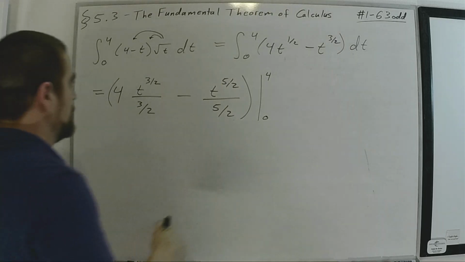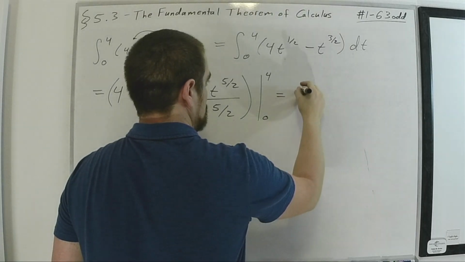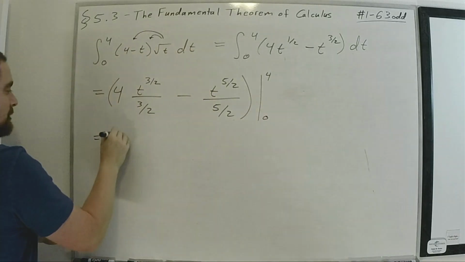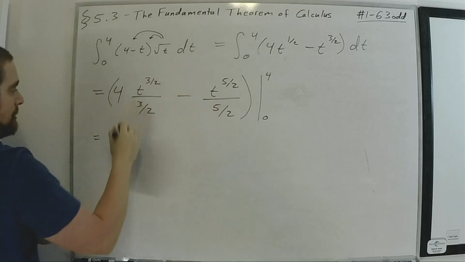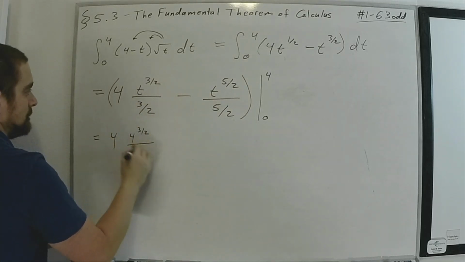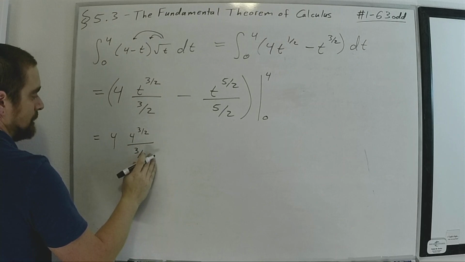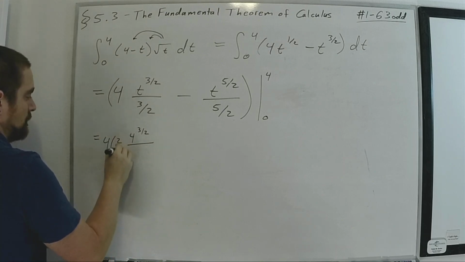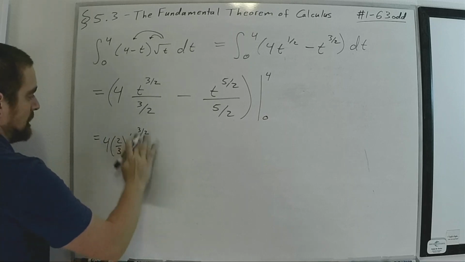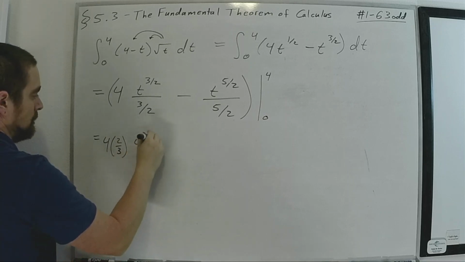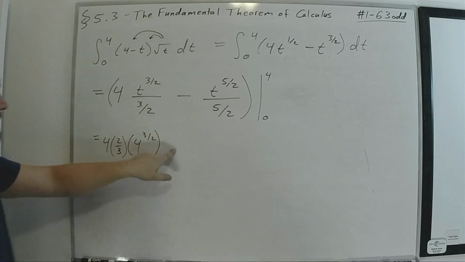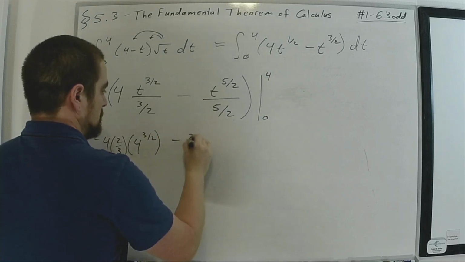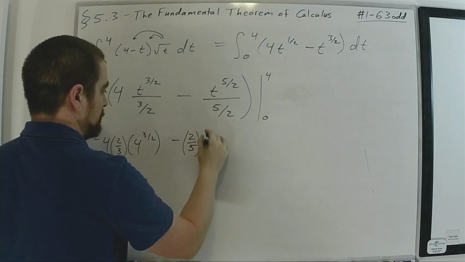So again, we'll start by plugging in the upper limit of integration. So we have 4. Actually, let me move down here where there's a little more space. We have 4 times 4 to the 3/2 divided by 3/2. Rather than divide by 3/2, I'm going to multiply by 2/3, the reciprocal, just to make it a little cleaner. Minus, now I need 4 to the 5/2, and instead of dividing by 5/2, again, I'll multiply by the reciprocal.